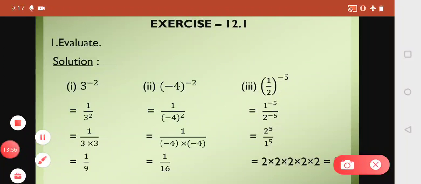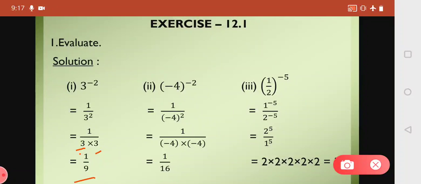Yes, 3 raised to minus 2 is the reciprocal of 3 square. That is equal to 1 upon 3 square, that is 3 multiplied by 3. That is, we will get equal to 1 upon 9.